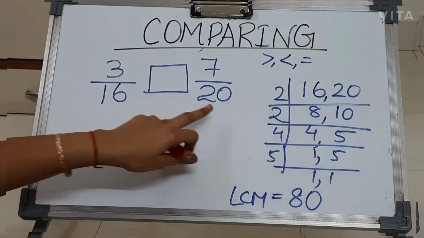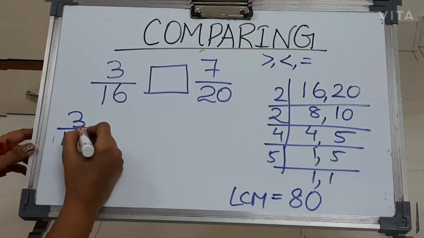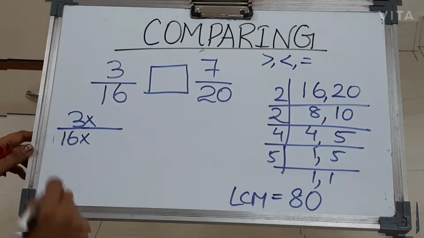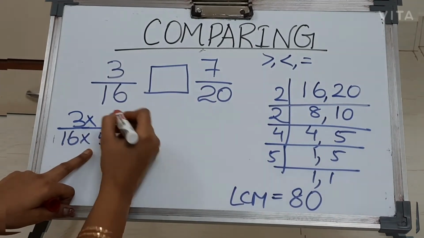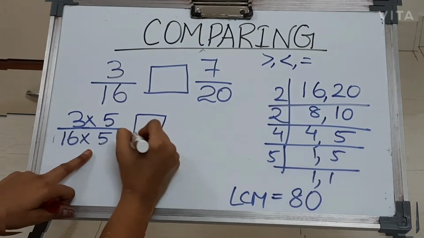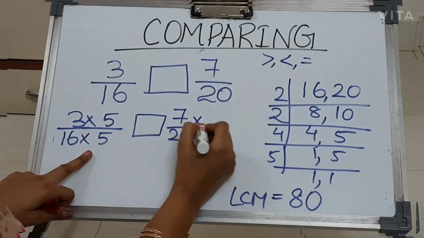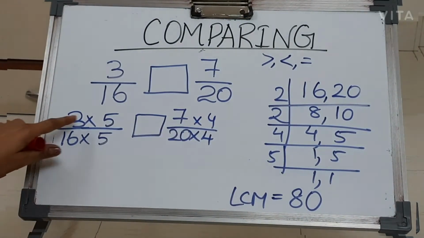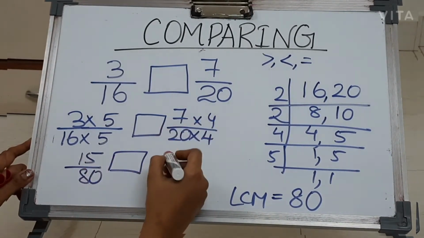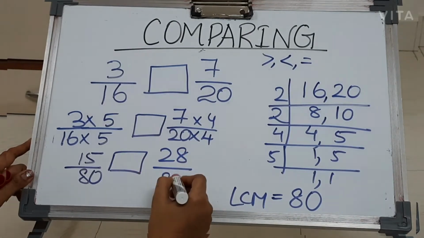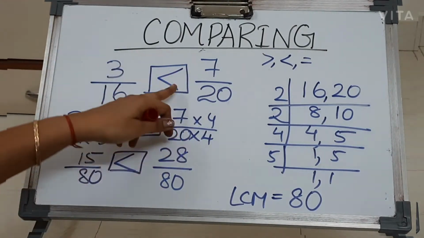Now we will make the denominators the same so that we can compare easily. How will we do that? For 3 by 16 we multiply and divide with the same number. 16 into 5 will be 80. And for 7 by 20, if we multiply 20 by 4 then it will be 80. So 3 5s are 15 by 80 and 7 4s are 28 by 80. Which is greater? This one. So we write the answer: 7 by 20 is greater than 3 by 16.